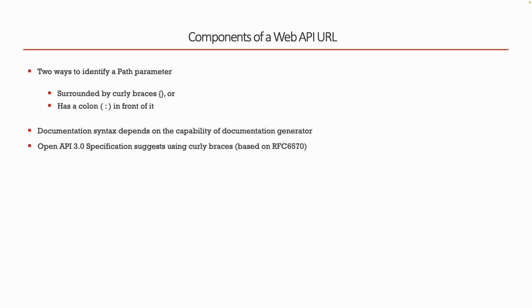But since this video series is all about the OpenAPI 3.0 specification, you should note that the OpenAPI specification for path parameters is loosely modeled on RFC 6570, which uses curly braces as delimiters as opposed to colons. Also, remember, you need to replace the path parameter, including the delimiter, with the value of the path parameter to make an API call.